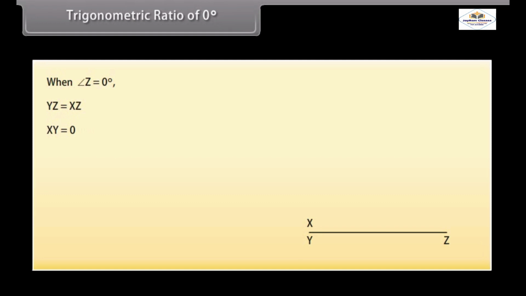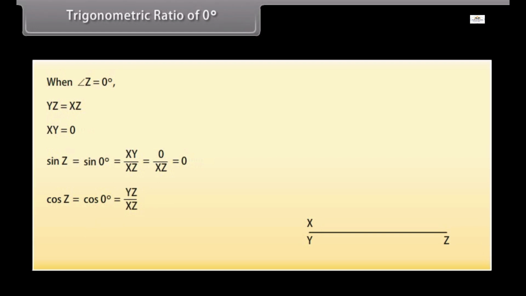Let us understand what happens to the values of trigonometric ratios. Sin Z is equal to sin 0 degree, which is equal to XY upon XZ, which equals 0 upon XZ, which is equal to 0. Cos Z is equal to cos 0 degree, which equals YZ upon XZ, which equals 1, as YZ is equal to XZ. Tan Z is equal to tan 0 degree, which equals XY upon YZ equals 0 upon YZ is equal to 0.